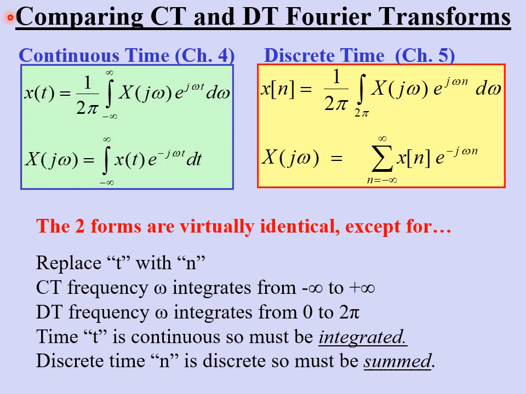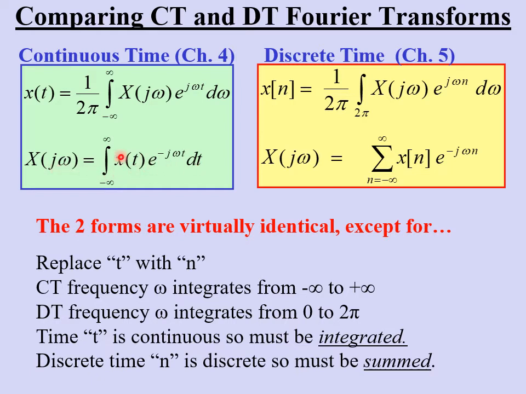So for our starting point here, let's compare the continuous time and discrete time Fourier transforms. In the box here on the left, this is the Fourier transform pair from chapter 4. This is for continuous time. So here is the synthesis equation, and this is the Fourier transform integral here.